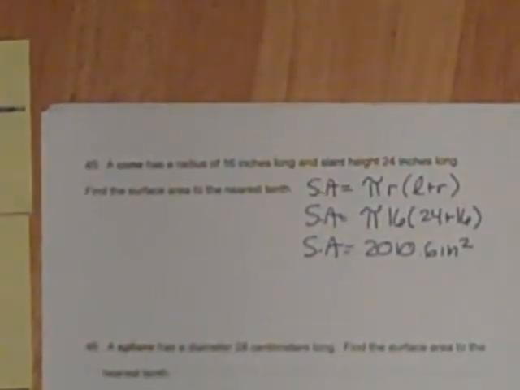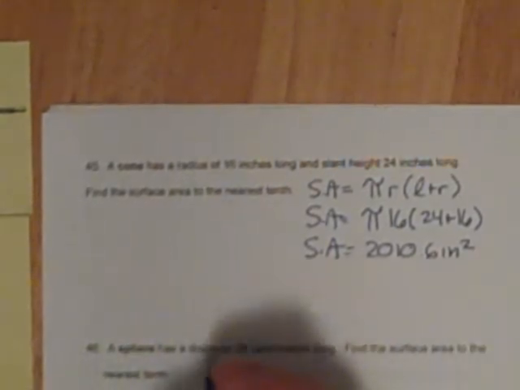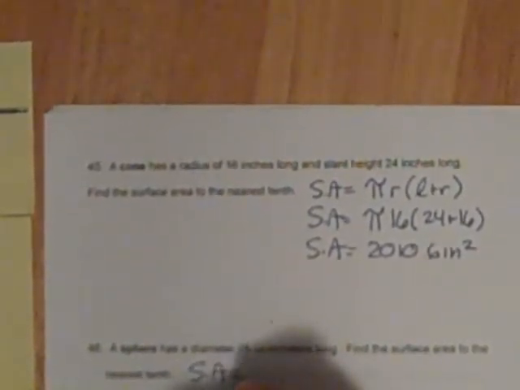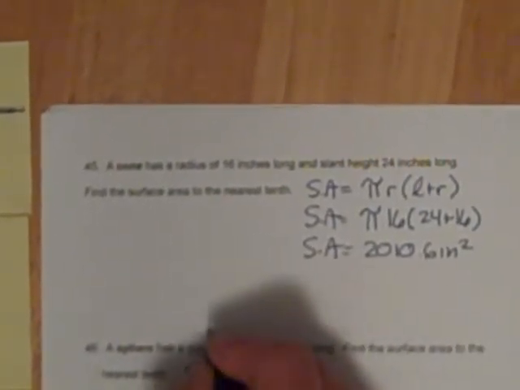Okay, a sphere has a diameter of 28 centimeters. Find the surface area to the nearest tenth. So the surface area of a sphere is 4 pi r squared. Again, we're given the diameter, so we have to cut that in half. So the radius would equal 14 in this case. So surface area equals 4 pi 14 squared.